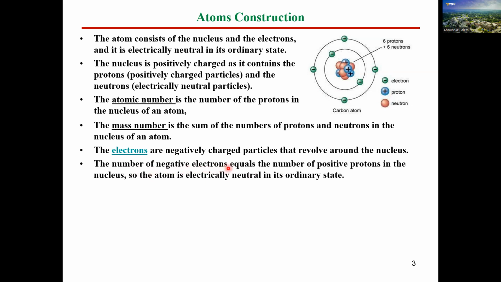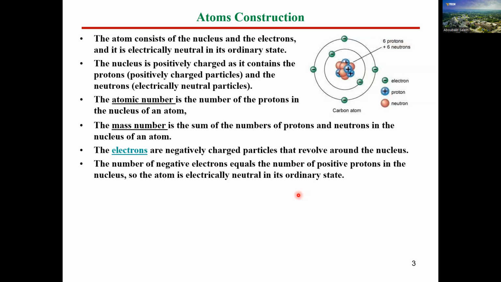The number of negative electrons in the outer shells equals the number of positive protons in the nucleus, which means, for instance, in a carbon atom, we have 6 protons, so we also have 6 electrons. As you can see, in the first shell here, we have 2 electrons, and in the outer shell, we have 4 more electrons. So the total number of electrons here is 6. So electrons equal the same number of protons inside the nucleus.